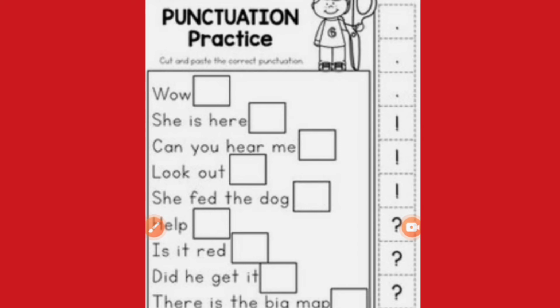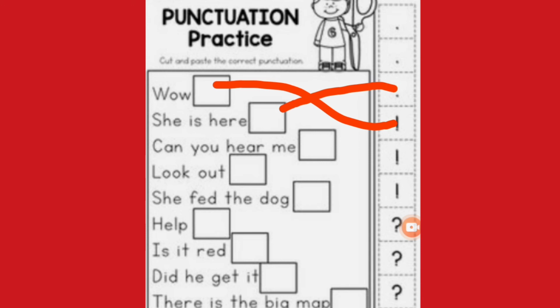So first sentence is, wow. So wow, it's an exclamatory sentence. So we just have to put an exclamation mark here. Like this, we will just match it. Next one is, she is here. She is here. It's a simple sentence. So we will put a full stop.